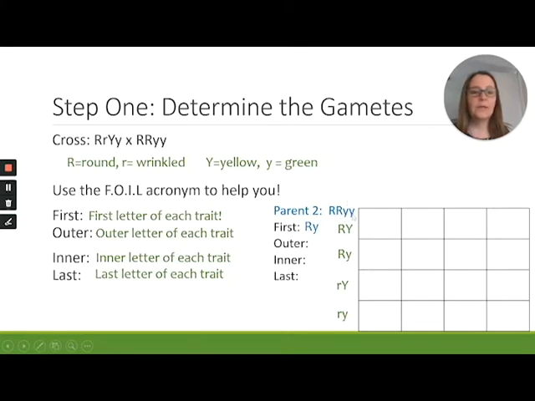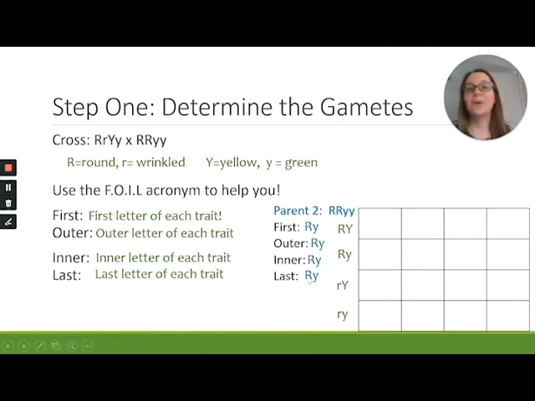The outer letters, capital R, lowercase y. The inner letters right here, capital R, lowercase y. And the last letters, capital R, lowercase y. Some of you may have noticed already that this one is pretty simple. If the only option for the gametes is a capital R because it's homozygous, then you can go ahead and put a capital R for all of them. If it's homozygous for the second letter, whether it's dominant or recessive, you can go ahead and put that one. When you have a case like this, all of the gametes are going to be the same.